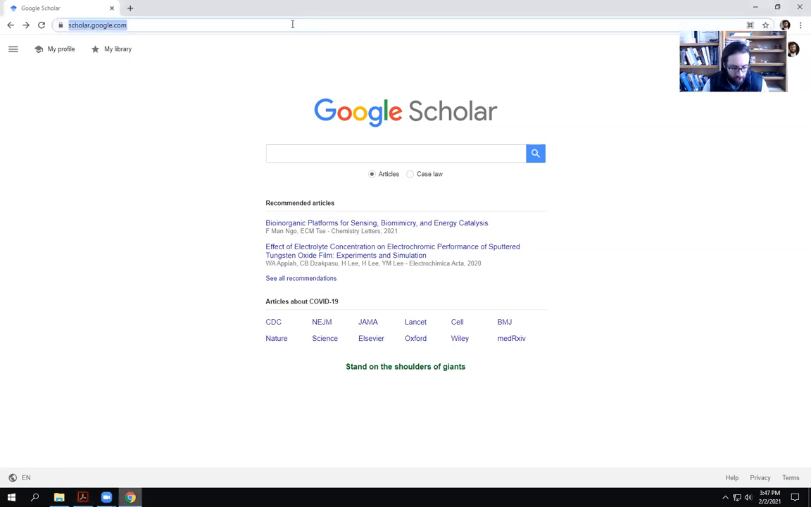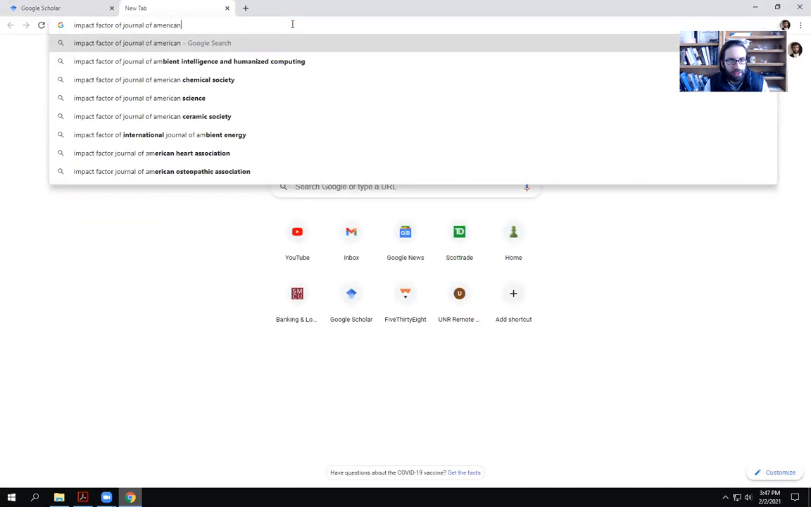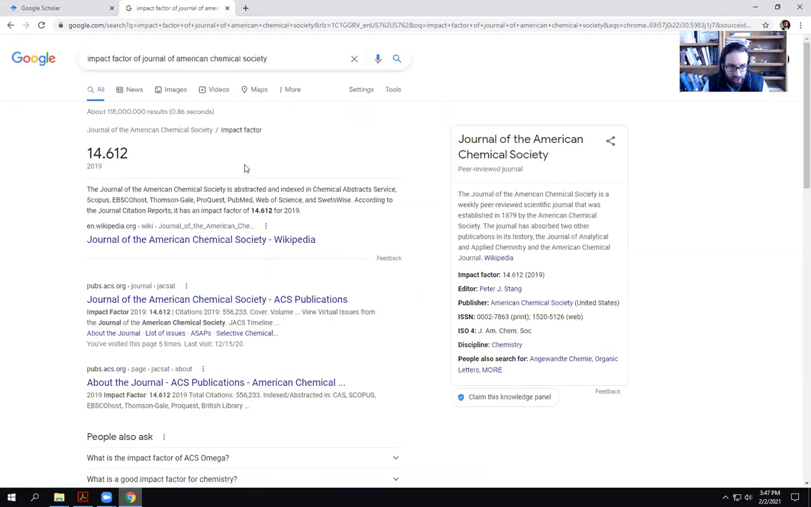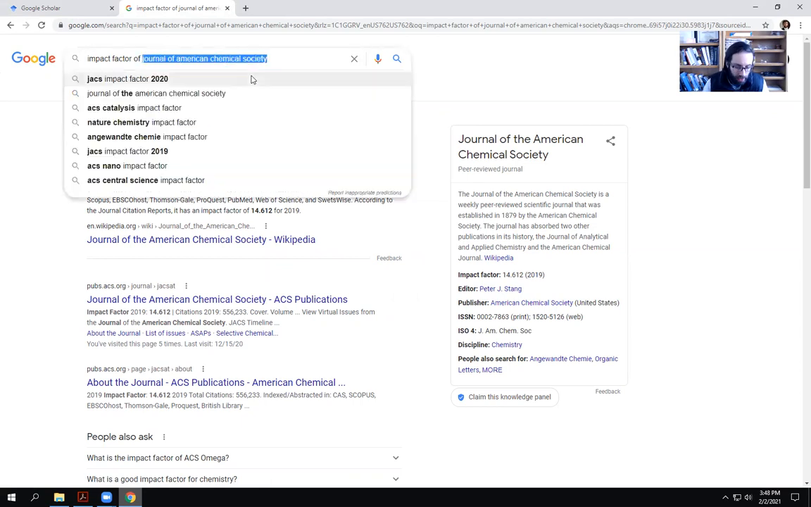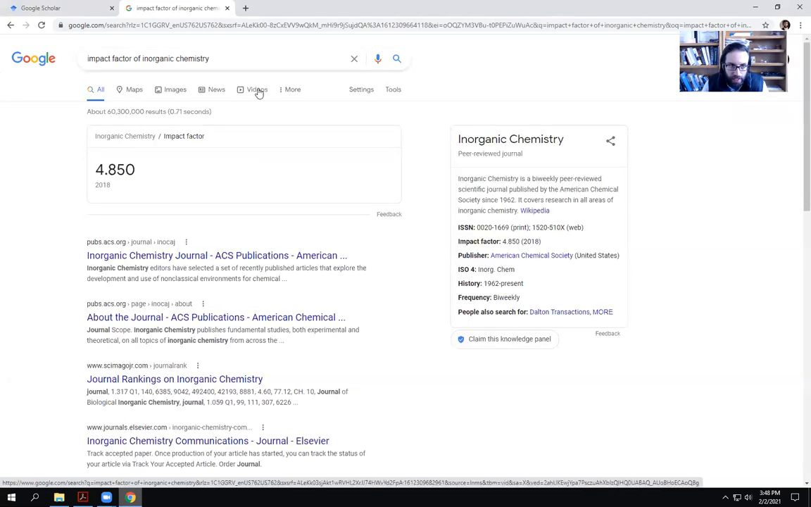So the easiest way to look this up is just go impact factor of, let's do Journal of the American Chemical Society. Okay. And you can see that has an impact factor of 14.6. So if you choose a paper from this journal, that's fine for this assignment, right? For these assignments, if it's greater than or equal to 3, I'm happy. You can try Inorganic Chemistry. That's a journal, okay? Impact factor 4.85. So that one would be fine too, greater than or equal to 3.